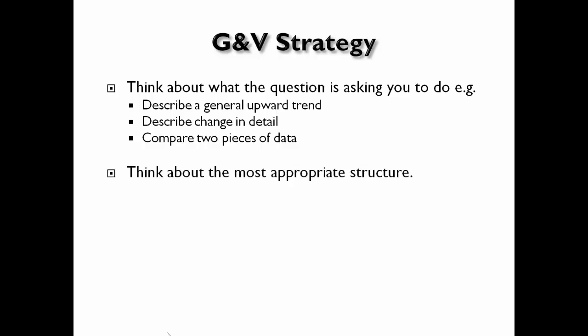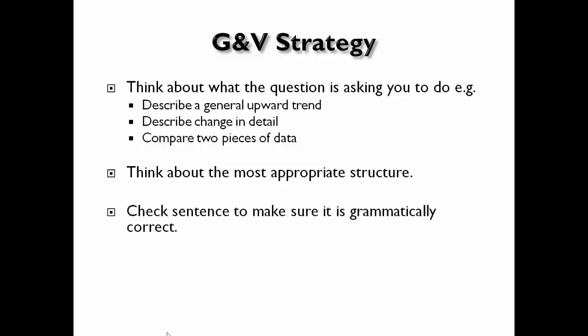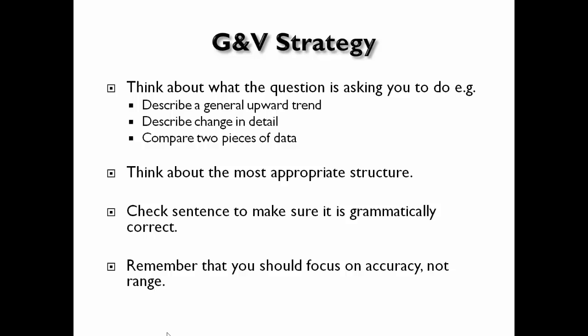Then, as I said, you think about the most appropriate structure. So there are different types of structures that you can use, for example, describing an upward trend, a general upward trend. There's 2 or 3 different structures. So just choose the most appropriate one, the one that you are most comfortable using. Then after you write it, you should check the sentence to make sure it is grammatically correct. And finally, remember that you should focus on accuracy, not range.